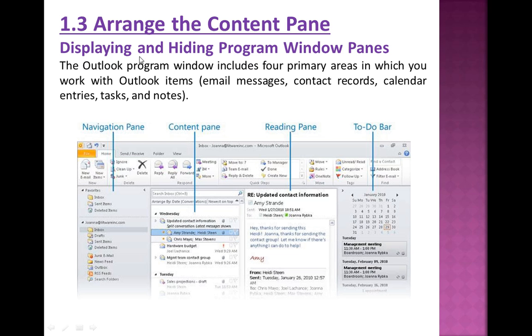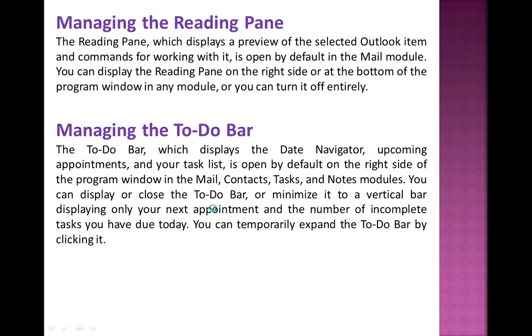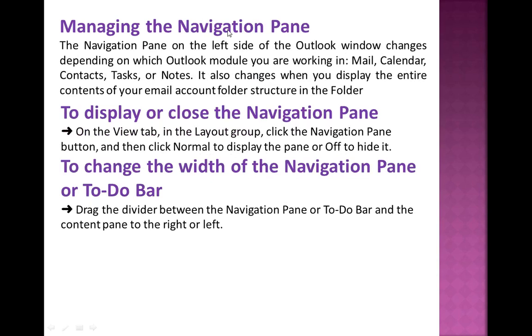Then 1.3 is arrange the content window. This is the interface for the content window. The left hand side pane is known as the navigation pane. Then there is a content pane, there is a reading pane, there is a to-do bar. So this is a to-do bar, this is a reading pane, this is a content pane, and this is a navigation pane, on the left side.